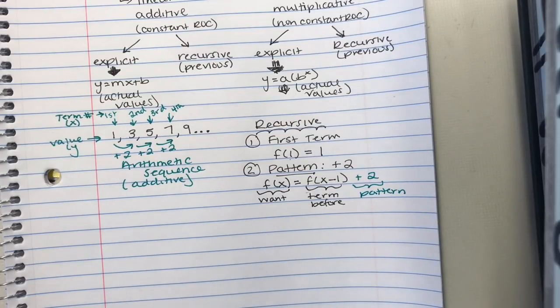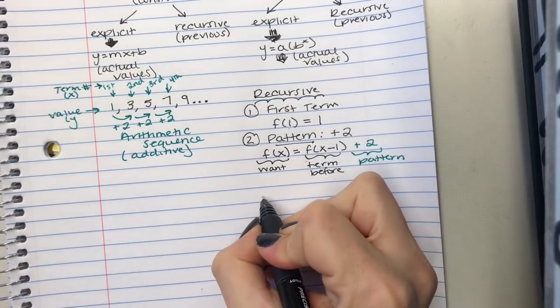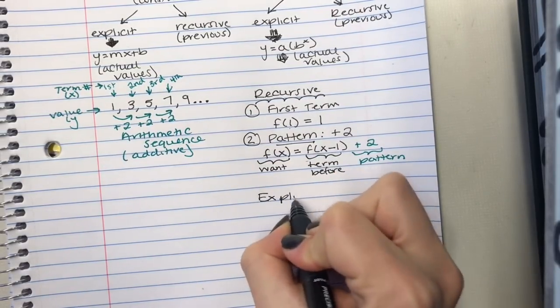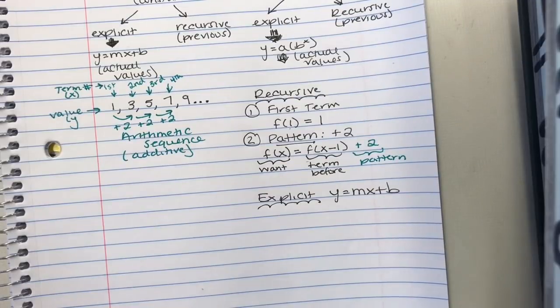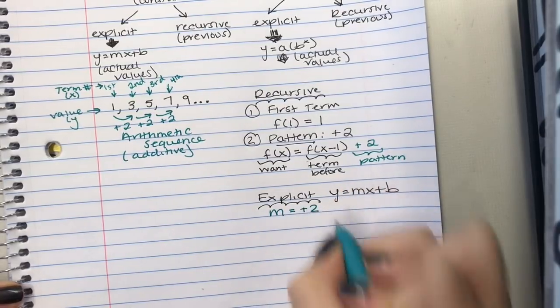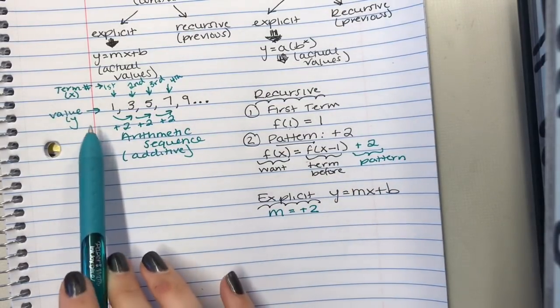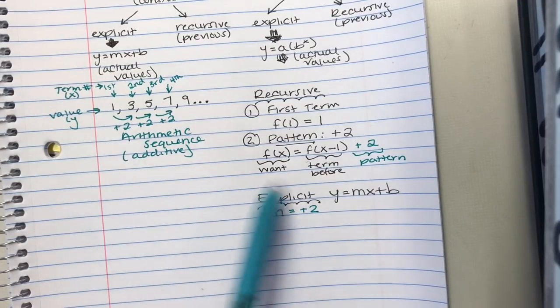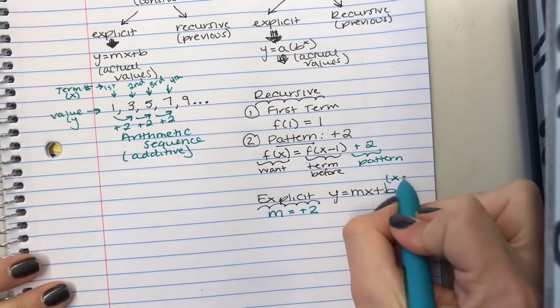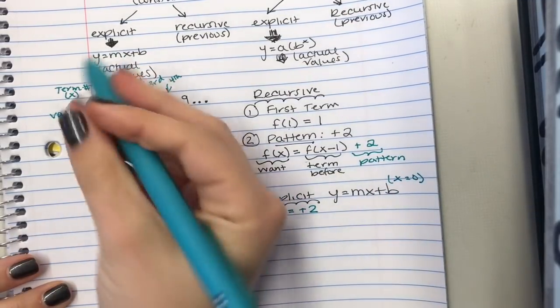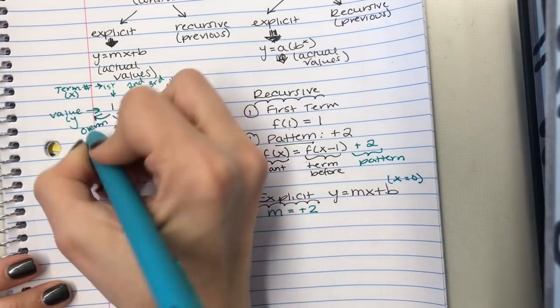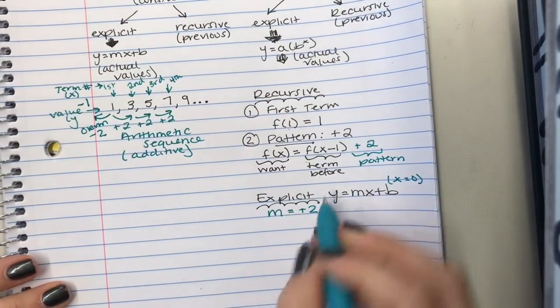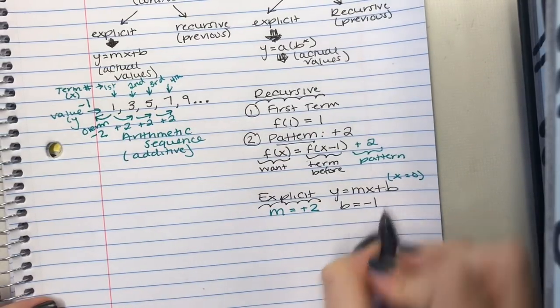Okay? Now let's try to write the explicit. So what's nice about writing the explicit is this is something you've already done before. We're just going to use y equals mx plus b. I know what m is because it's my pattern. M is my slope. M is plus 2. Now, the problem is I don't have a b value yet because this is my first term. And my b value is when x equals 0. So I go back to my function and I try to figure out if I went to the 0 term, what would it be? Well, I would subtract 2 here, minus 2, and I would get negative 1. So my b value is negative 1.